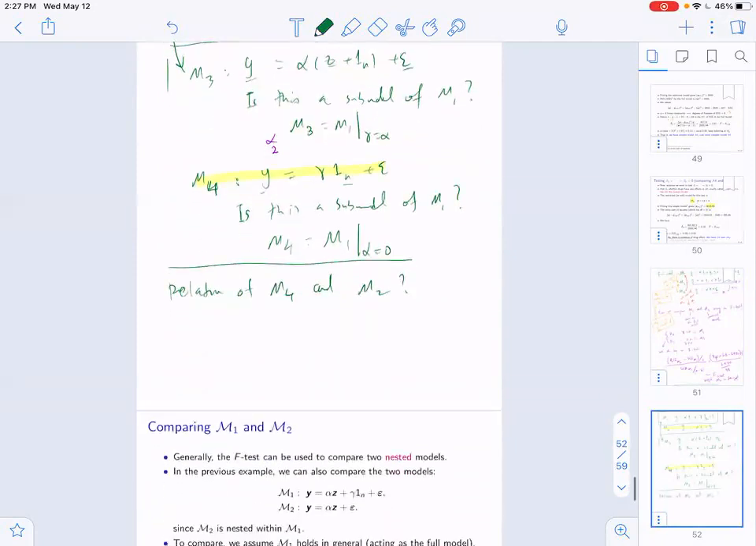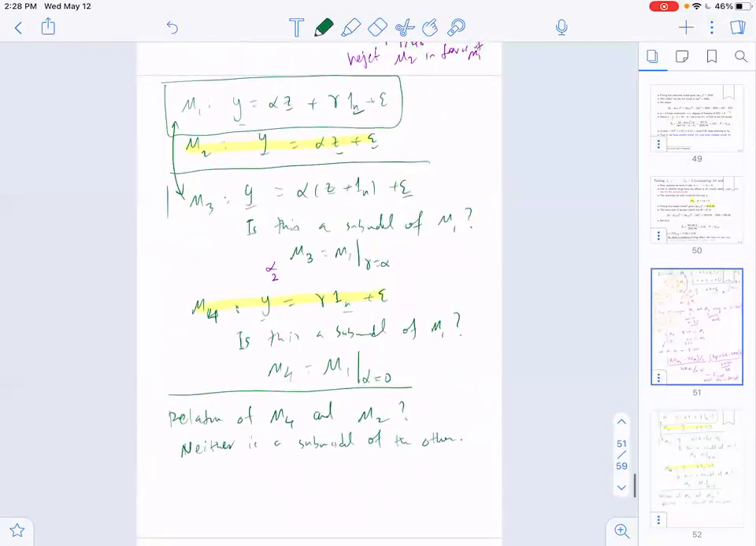No? Okay, so neither is a submodel of the other. And so I cannot directly compare them using an F-test. For example, I can't know about SSE of M2 versus SSE of M1. If I compare the SSEs, I can't say whether one is bigger than the other.